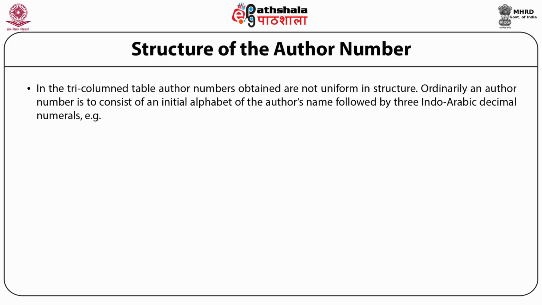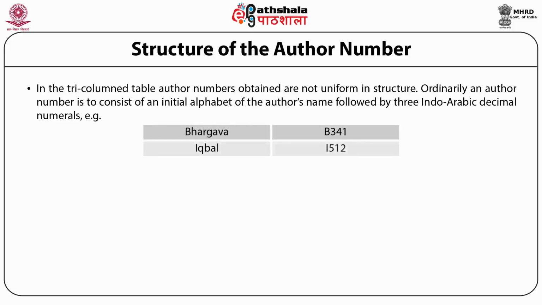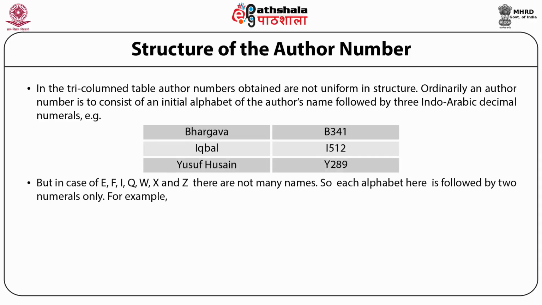In the tri-column table, author numbers obtained are not uniform in structure. Ordinarily, an author number is to consist of an initial alphabet of the author's name followed by 3 Indo-Arabic numerals in decimal numbers. For example, Bhargava B341, Iqbal I512, Yusuf Hussain Y289. But in case of E, F, I, Q, W, X and Z, there are not many names. So each alphabet here is followed by 2 numerals only. For example, Ekant will get the number E36.